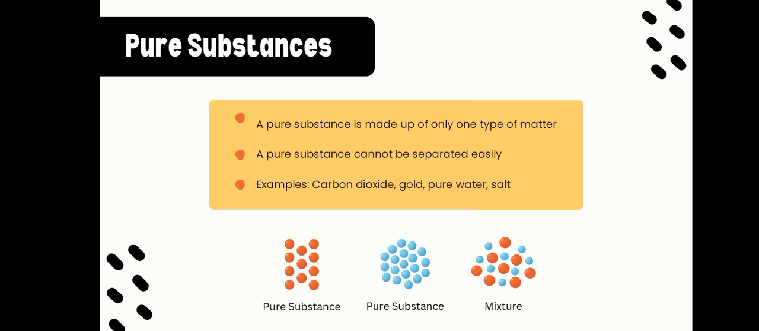Another example is another pure substance colored light blue. But when a mixture is made, the particles are not of one type. You can see here that there is an orange colored particle and also a blue colored particle. So this is not a pure one. This is a mixture because it has more than one type of matter.